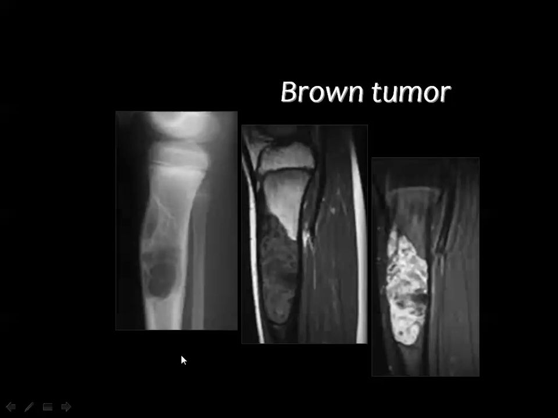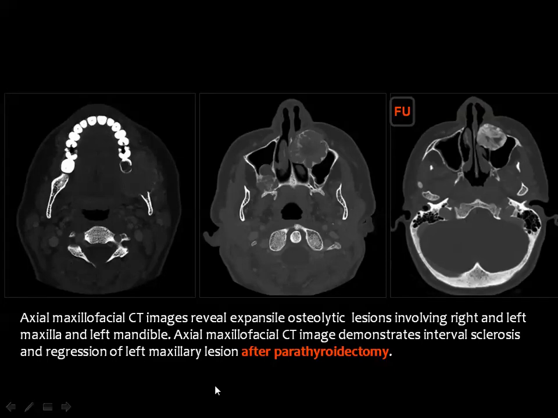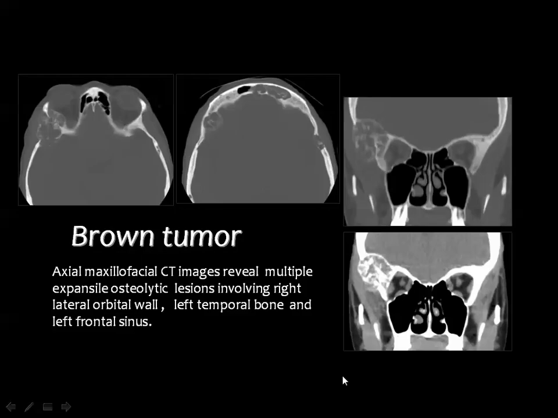It is almost indistinguishable from fibrous cortical bone defect or non-ossifying fibroma, but the differentiation will depend mainly on the clinical data and the laboratory findings. And here you see an expanding lesion in the ramus of the mandible, another lesion in the right maxillary antrum, a third one in the left antrum, and this is the follow-up image after treatment, after parathyroidectomy, with regression of the lesion and the development of internal calcification.